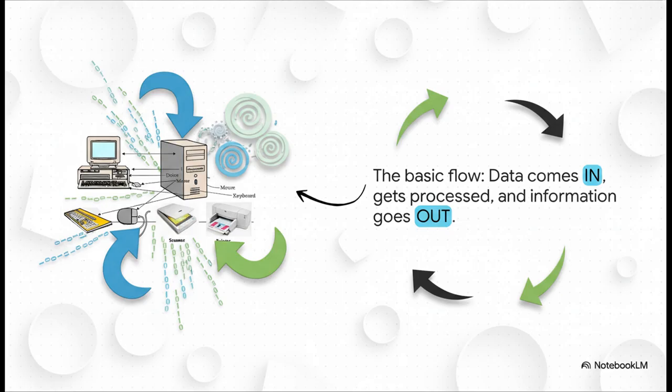And this simple diagram, it shows you the whole cycle perfectly. You use a device to send data in. Then the computer's brain, the CPU, does its magic and processes that data. And finally, it uses another device to send the finished information out. It's this beautiful, powerful little loop that makes everything work.